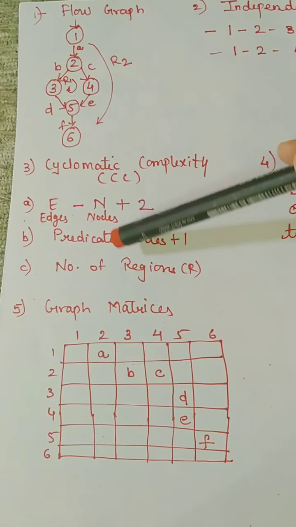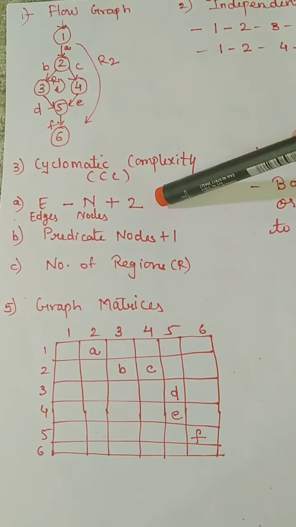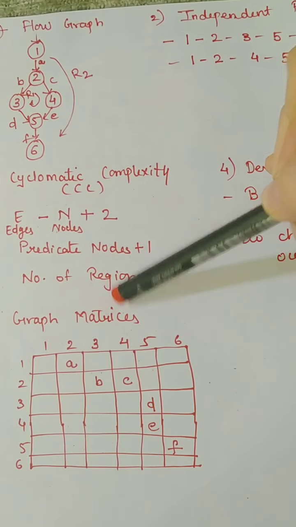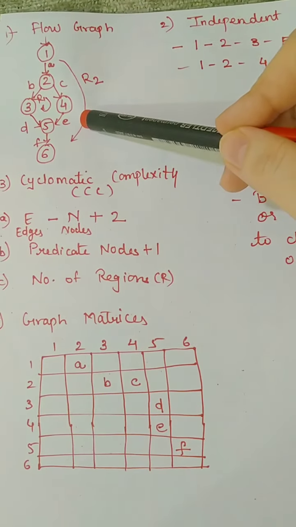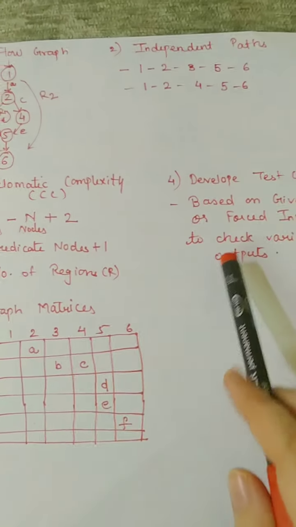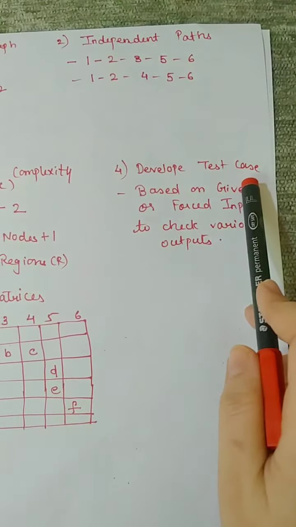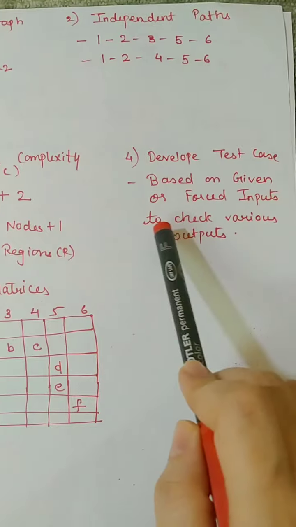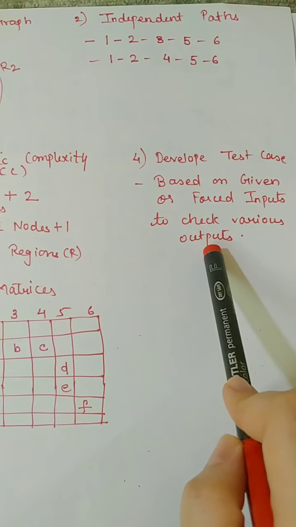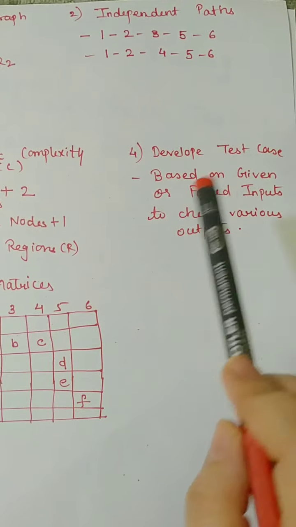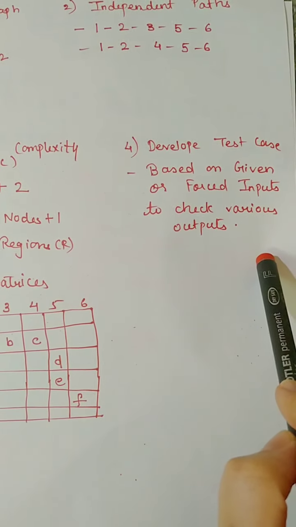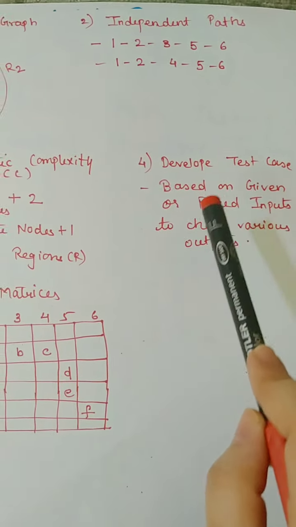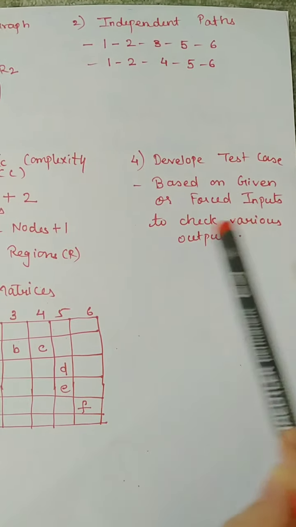So you can see that whichever formula you use, you get the same value, and the number of independent paths will be the same. If these values are equal, then you can say that the flow graph which you have drawn from the code is perfect. Next step is to develop test cases. That is, based on given or forced inputs to the nodes, you need to check each of the paths and modules and their output. Based on what the input was and what output is available, you decide the function of a system. Okay, so you have to test each and every module with various inputs and check its output.